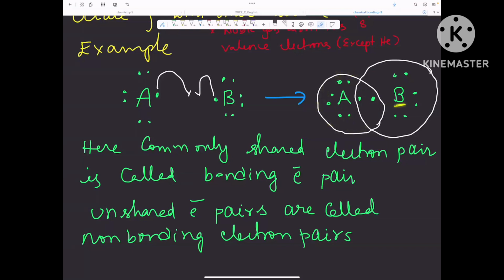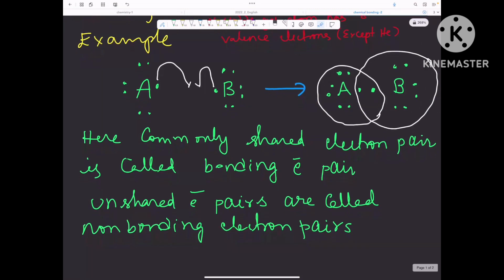Now coming to B, 1, 2, 3, 4, 5, 6, 7, and it got one more electron, 8, due to sharing, and the total number of electrons becomes equal to 8. In this particular case, the molecule AB is formed in which both A and B are following the rule of octet.